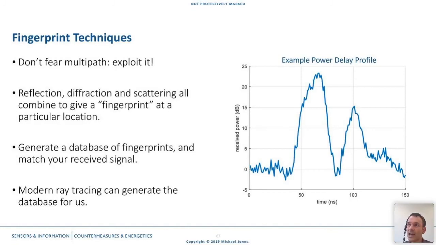And that can be a really difficult problem because we don't want to go around and turn on a jammer at every point in London or a major city and see what the received signal looks like. But what we can do is use modern ray tracing. We can get 3D models of urban environments these days, and those are accurate enough to generate these power delay profiles and other received signal fingerprints for us. So we can use ray tracing to simulate what the received signal will look like and generate that database.